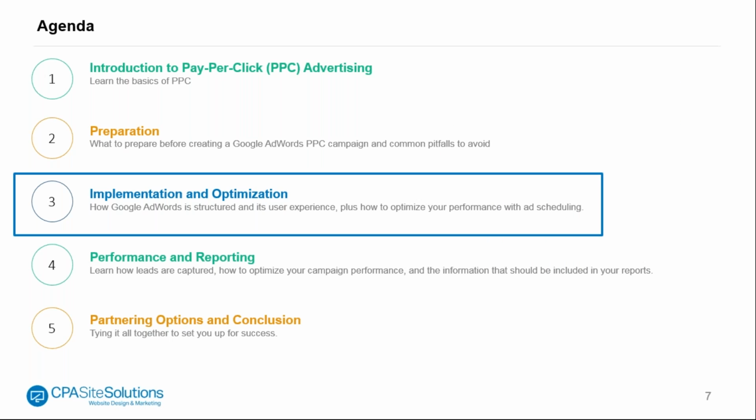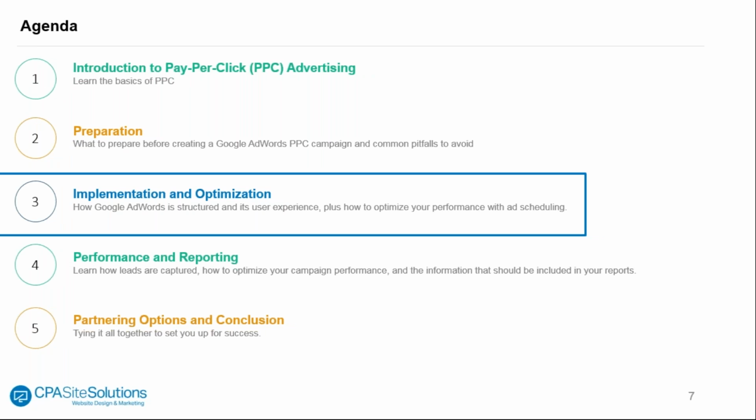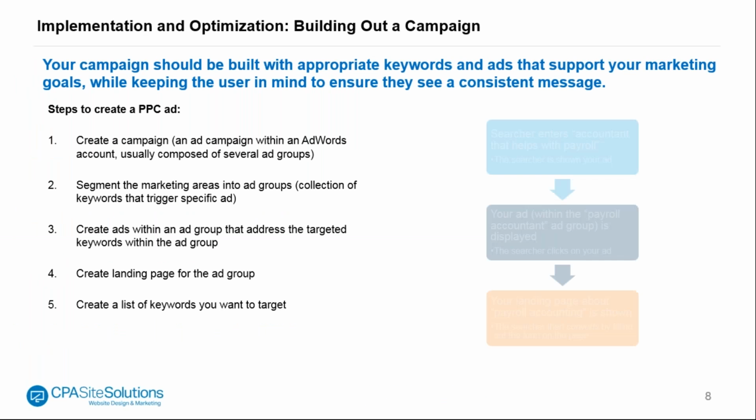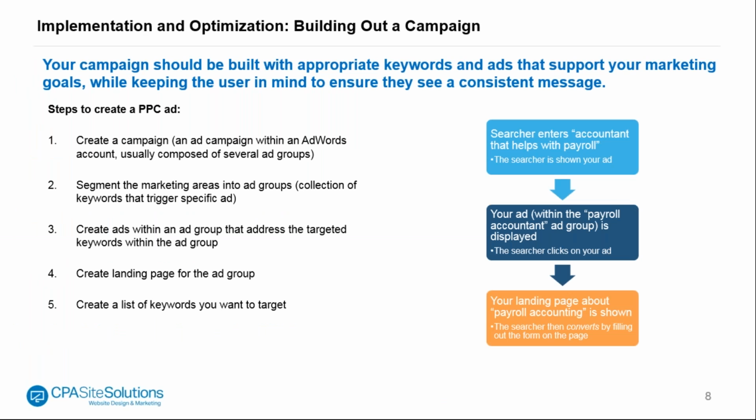All right, so let's talk about implementation and optimization. When you're building out your campaign, it should be focused with the appropriate keywords and ads to support your marketing goals while keeping the user in mind and ensuring a consistent message throughout their experience with your ads.